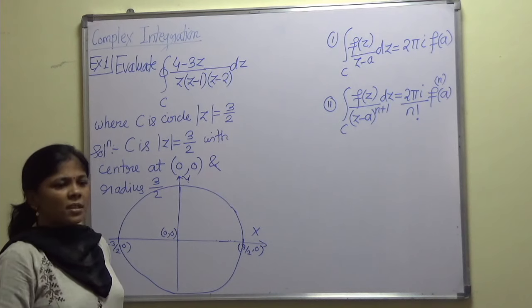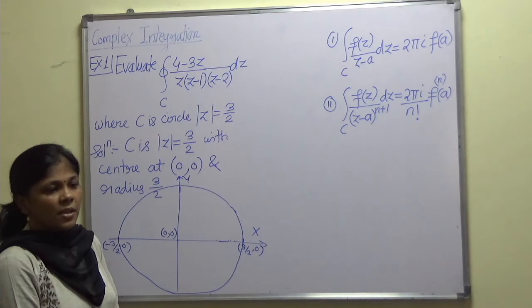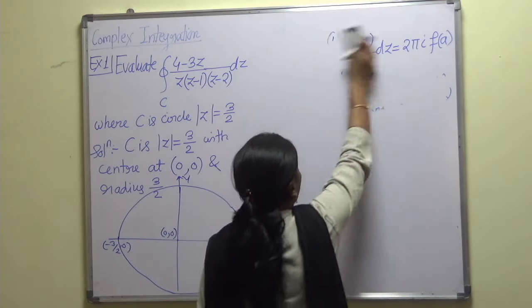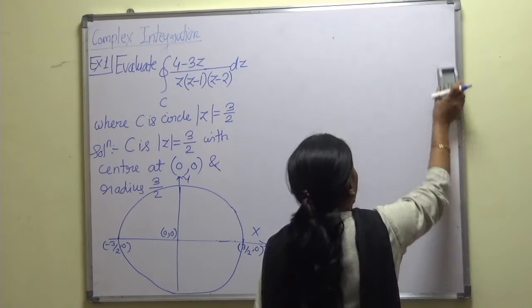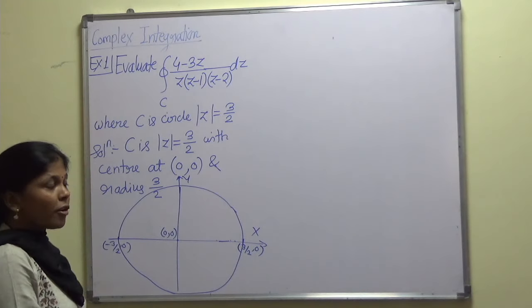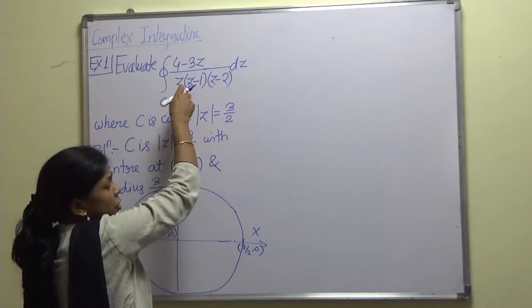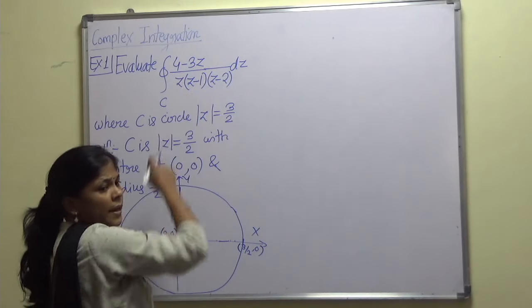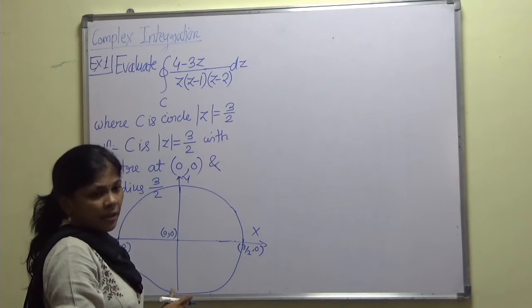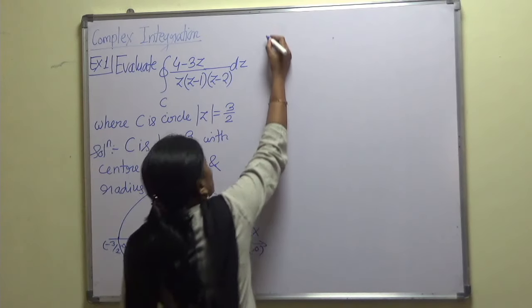Now once we get the circle, our next task is to find the poles. If you remember, the poles are given by equating the denominator to 0. Denominator of what? Of the integrand, the function to be integrated. So this is called the integrand. So we equate the denominator of this integrand to 0.